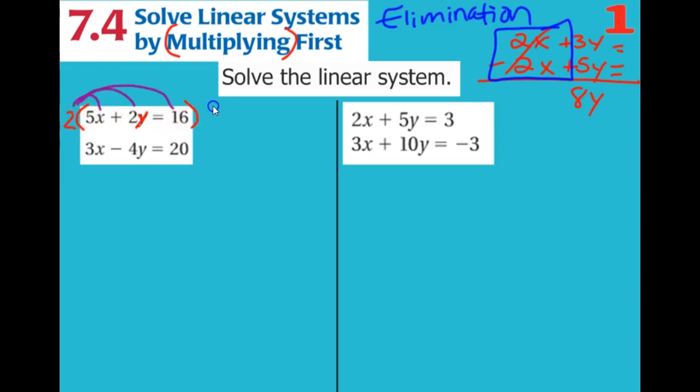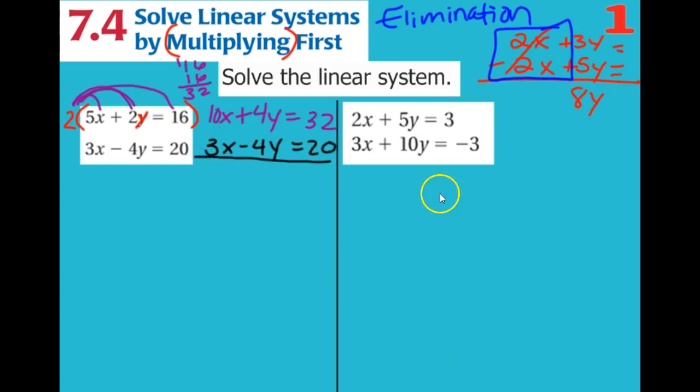So 2 times 5x is 10x, 2 times 2 is 4y, and then equals 2 times 16. You could add 16 up 2 times, should give you 32. The second equation didn't change. It says 3x minus 4y equal to 20. Now, just like we did the other day, we can add our equations together. The reason why I'm adding and not subtracting is because our 4's are already opposites. One's negative and one's positive.